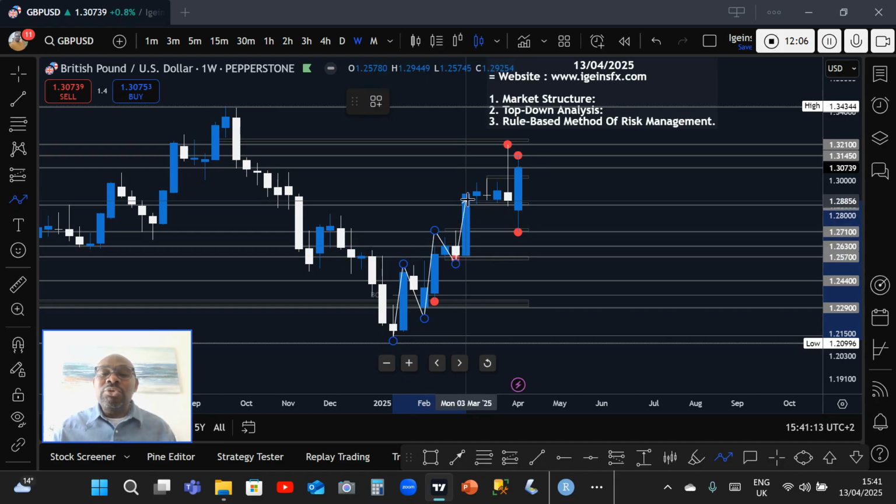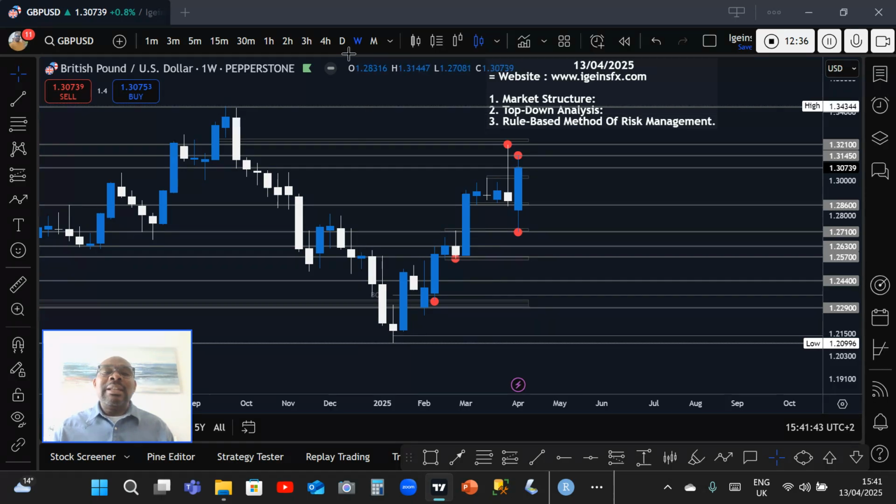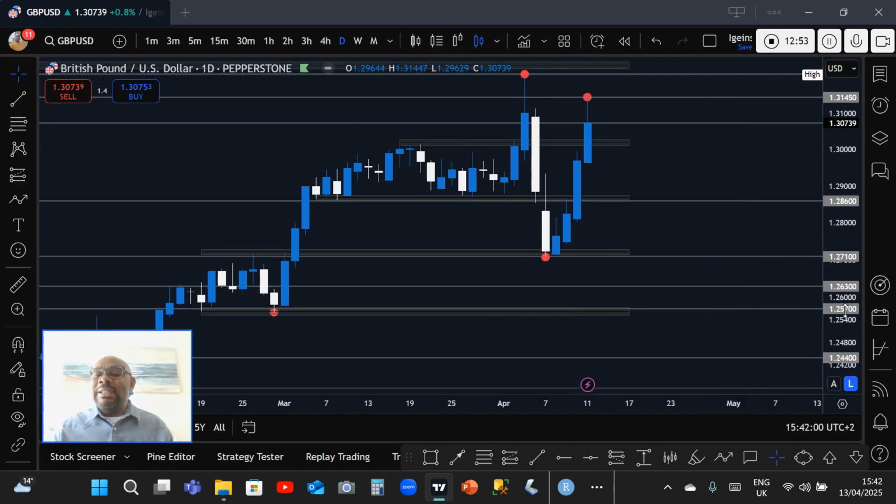The next move, it pushed to the upside, breaking structure to the upside, then created a resistance here, then price pulled back to this point and created a support here, then a push to the upside. This is where we are in the market right now. Now that we have identified our support and resistance levels and marked them very well, the next thing is we scale down to daily.